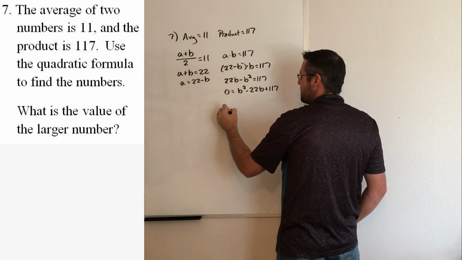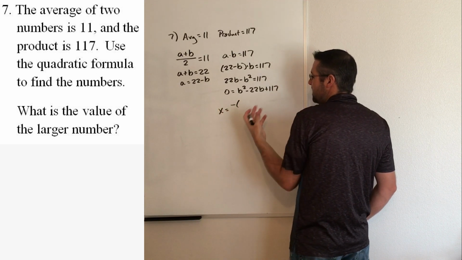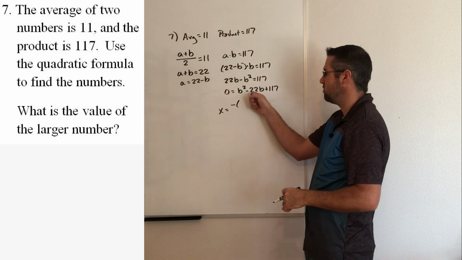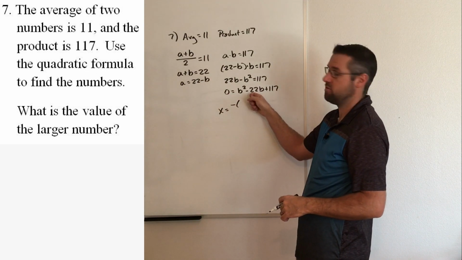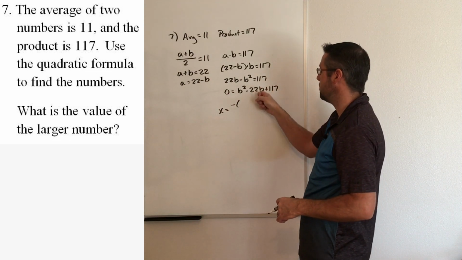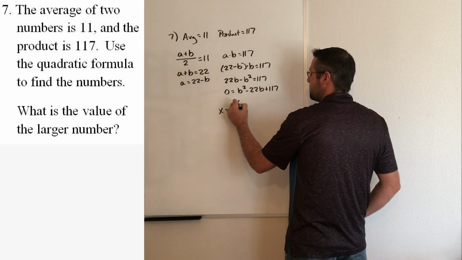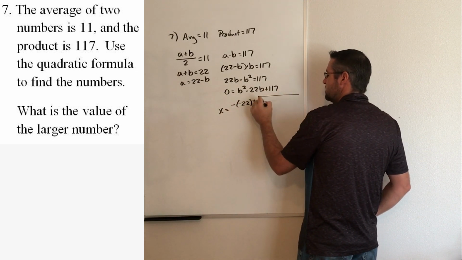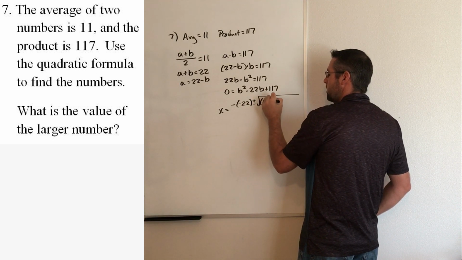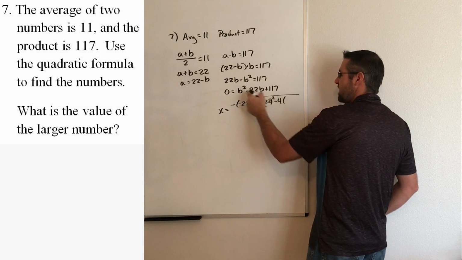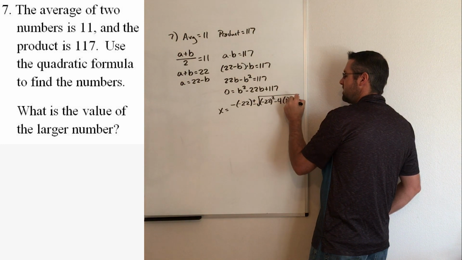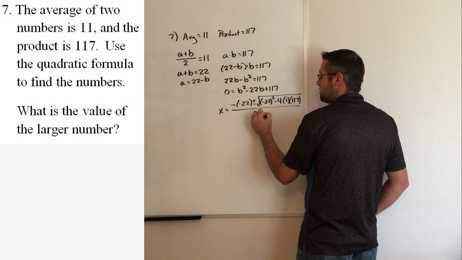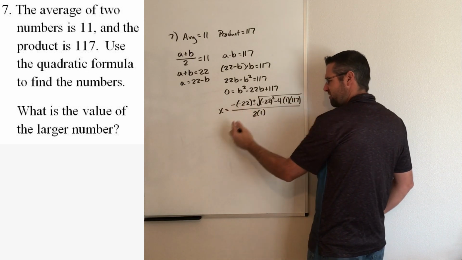So it would be x equals negative b. I know I got b here. Maybe I should have used a different letter here. But the b value, or the coefficient in front of the term with a single exponent, is negative 22. So it'll be negative negative 22 plus or minus the square root of b squared. So it'll be negative 22 squared minus 4 times a, which is 1, and then times c, which is 117, and then all over 2 times 1. And then we just simplify it from here.